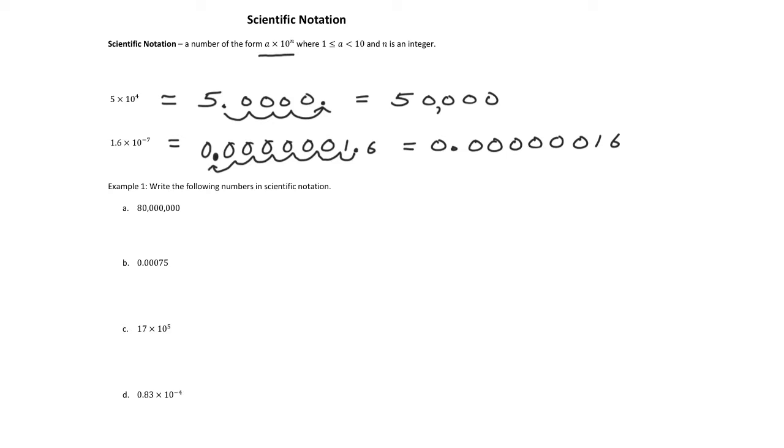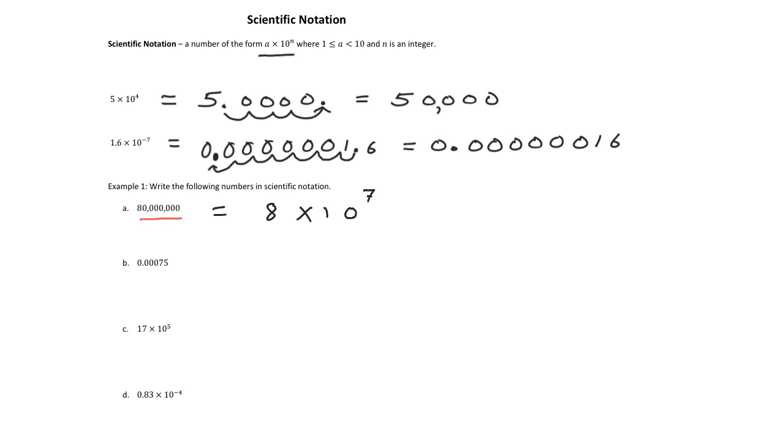For example 1, I want to write these numbers in scientific notation. For part A, I have to choose my value for A, which is going to be 8, and it's going to be times 10 to a power. And that power is just going to be how many zeros appear in the number. So there's a total of 7, so that's going to be my value for n. So what this would do is take the decimal point after 8 and move it 7 places to the right because we're multiplying by 10.